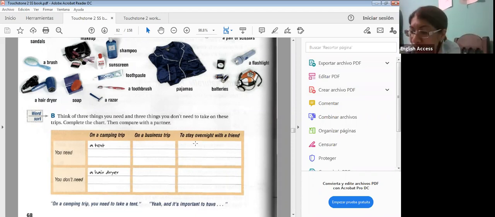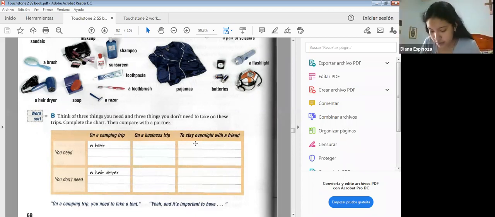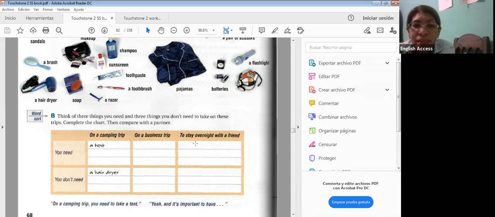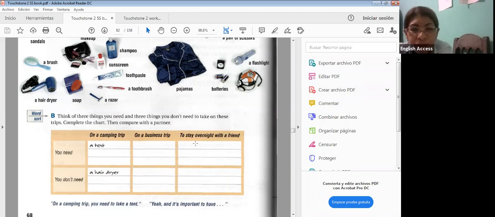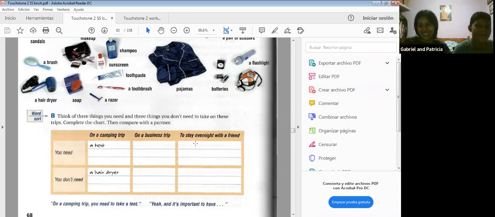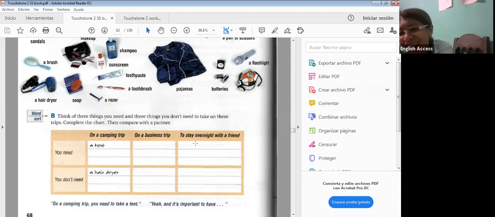Okay, let's begin with a camping trip. 3 things that you need on a camping trip, Diana. Insect repellent, a first aid kit, and a sleeping bag. Okay. Patty, the same. A sleeping bag and insect repellent. Well, okay. Gabby, the same. Okay, let's keep it.